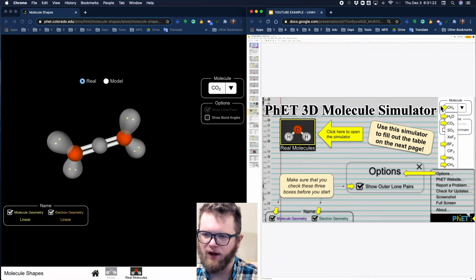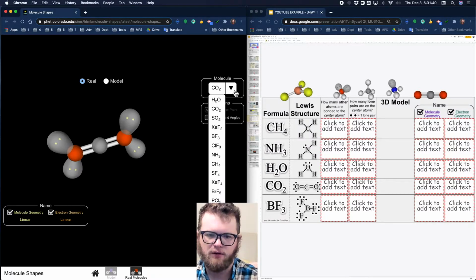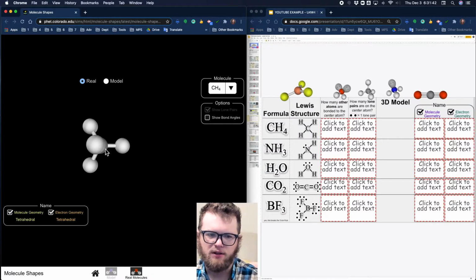Okay, and we've got these 6 arrows here. It says use this simulator to fill out the table on the next page. And there's these 5. So we're starting with CH4. So here I'm going to select CH4, and I can grab the molecule and spin it around if I so choose. This is what a 3-dimensional CH4 looks like.